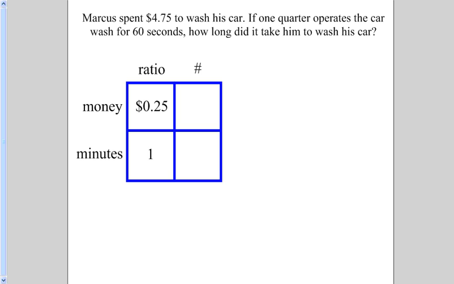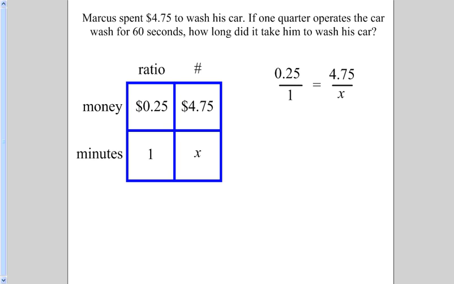So what do we need to find? We're given $4.75. That's how much he spent, and we want to find out how long it took. How long did that $4.75 buy him of soap and water and the scrubbing materials at the car wash? We can use our proportion table now to set up our proportion. 25 hundredths over 1 equals 4 and 75 hundredths over x. And we can use cross multiplication to solve this.